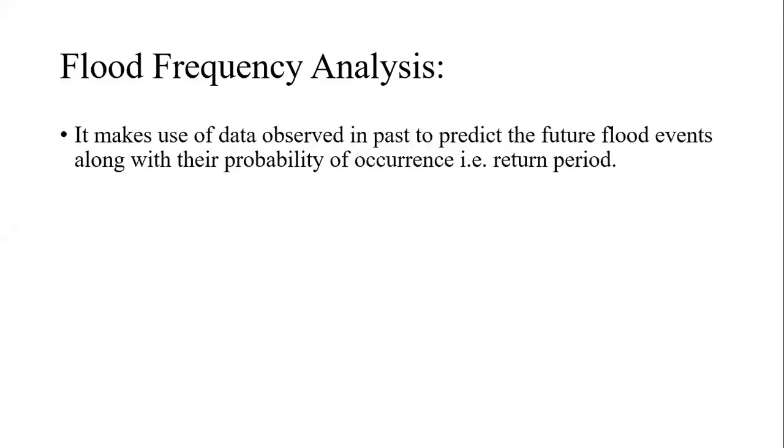It makes use of data observed in the past to predict future flood events along with their probability of occurrence, that is, the return period. Means if a certain event has occurred, then after how many years, in the future, will that same flood or same event occur. There is a probability of occurrence of that flood, we can say.